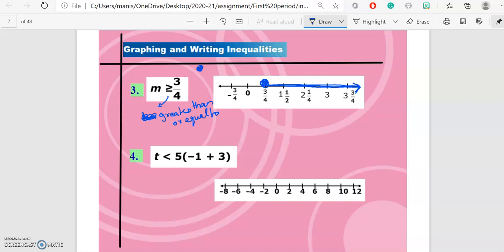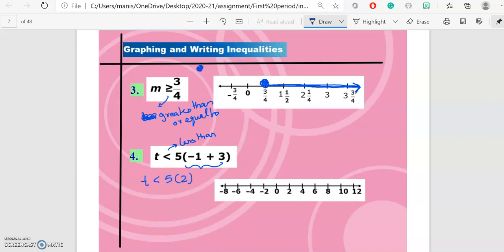Now let's look at this problem. This says t is less than 5 times negative 1 plus 3. So I believe we have to solve this first. So first of all, let's solve this part. Negative 1 plus 3 will give you what? Positive 2. So it will be t less than 5 times positive 2.